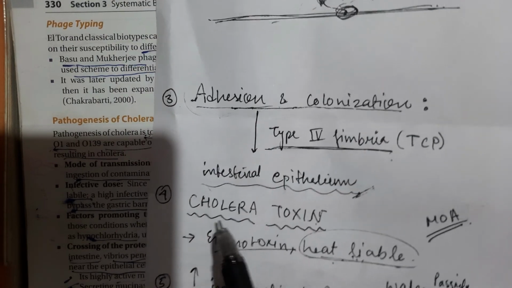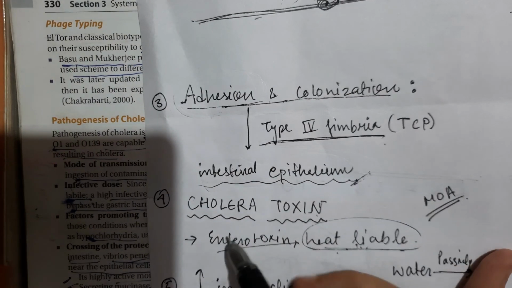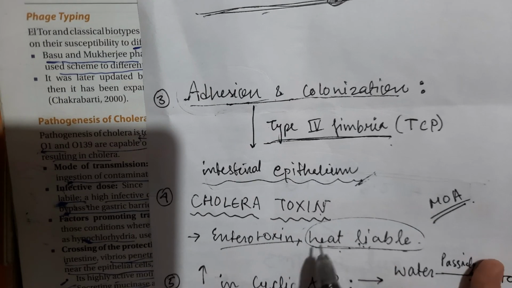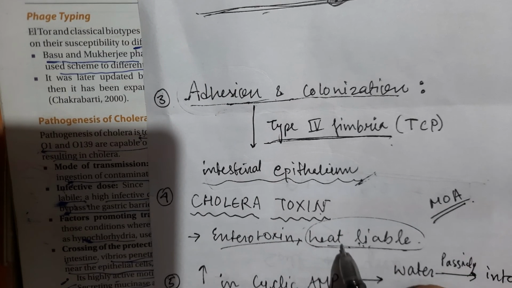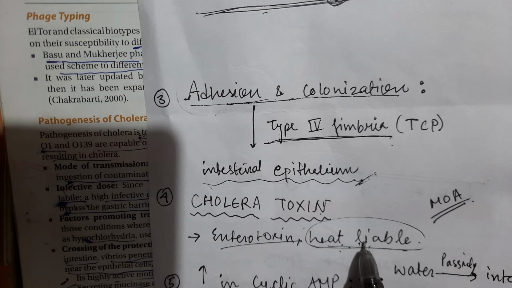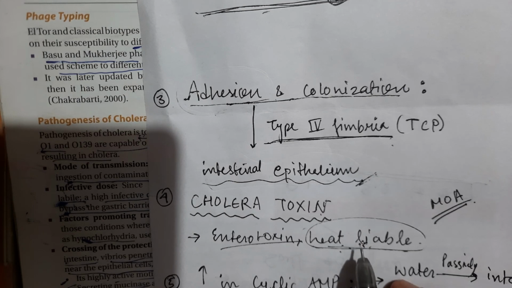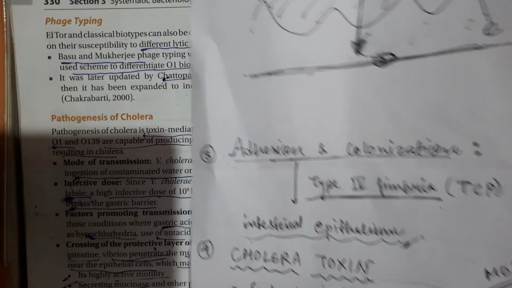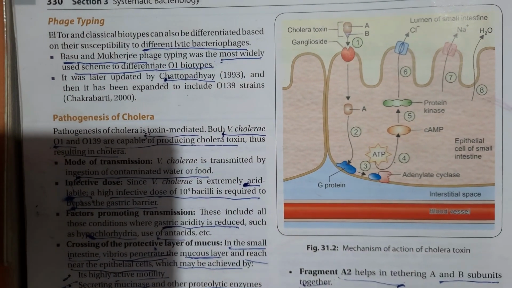In the epithelium, it releases cholera toxin. Cholera toxin is a very powerful enterotoxin and it is heat labile. What does heat labile mean? It simply means that this toxin will get destroyed when the temperature is increased. Let's quickly look at the mechanism of action of cholera toxin.